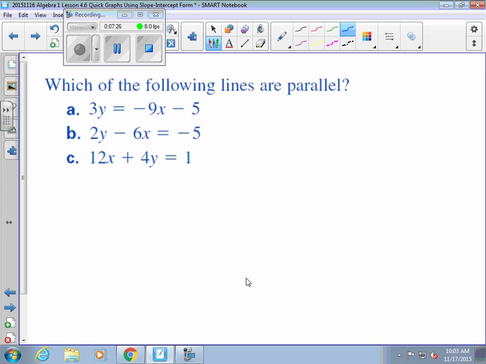On the back, which of the following lines are parallel? Move all three of these equations into slope intercept form. Make all 3 of them say y equals mx plus b, and then compare the m values to determine which 2 are parallel.